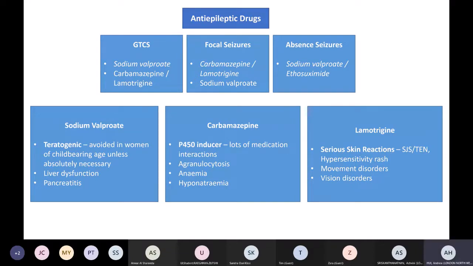And finally, here on the right, for lamotrigine, serious skin reactions like Stevens-Johnson syndrome, the toxic epidermal necrolysis spectrum of life-threatening skin reactions, is a well-known side effect, as well as DRESS syndrome and hypersensitivity rash. Apart from that, it can cause problems with vision and movement.